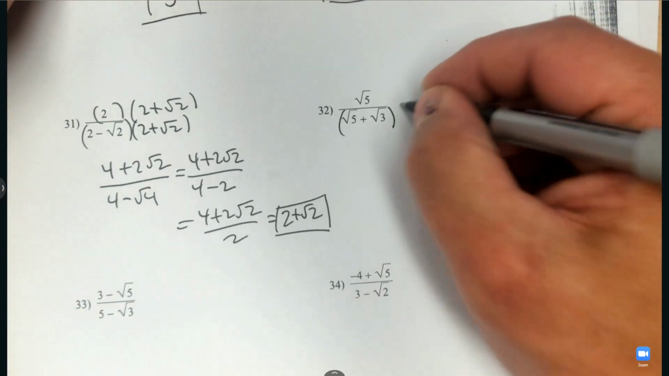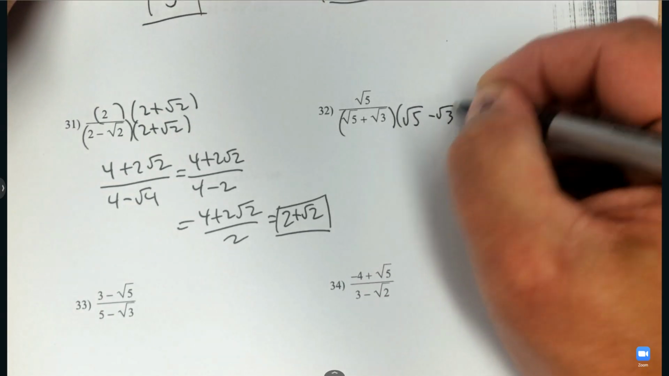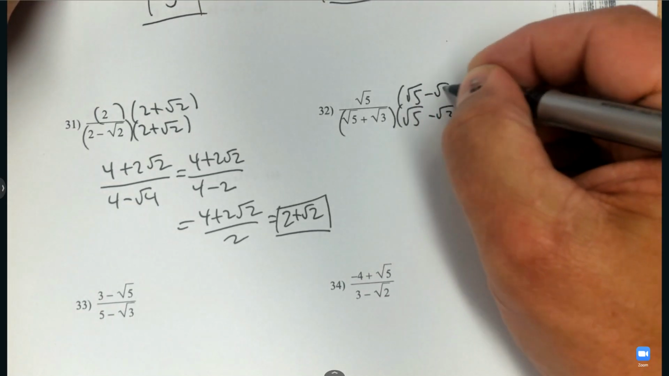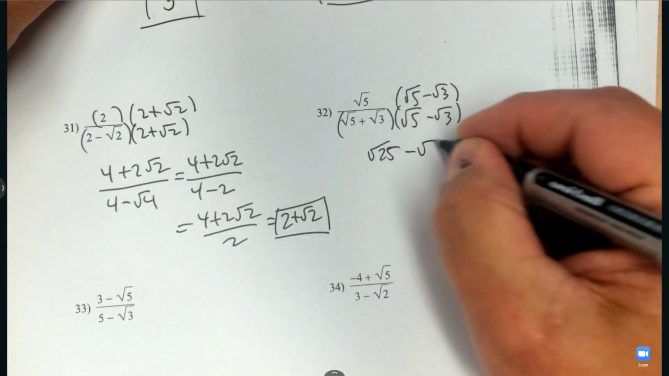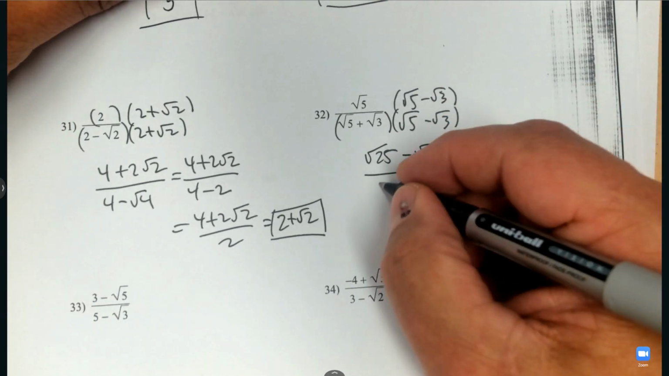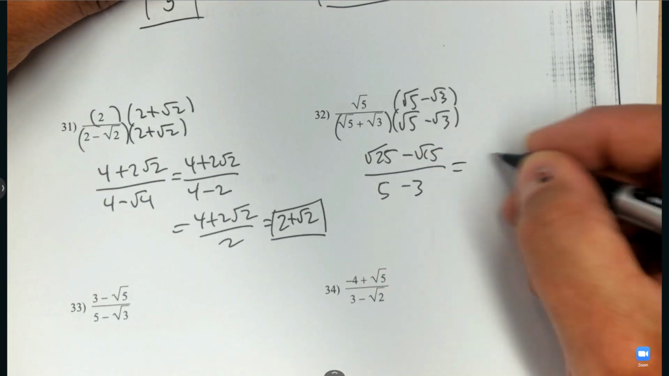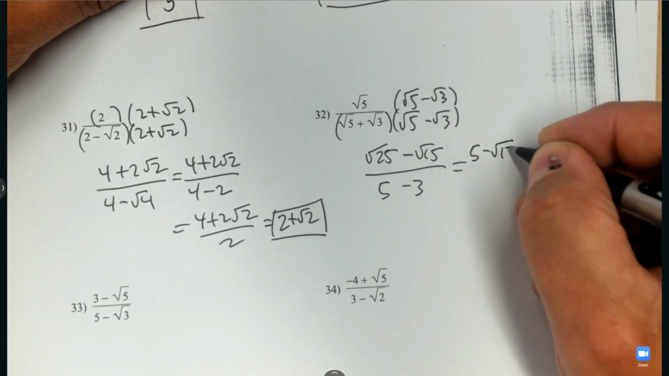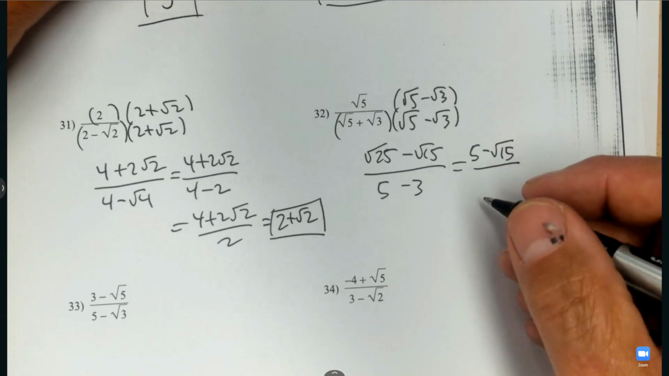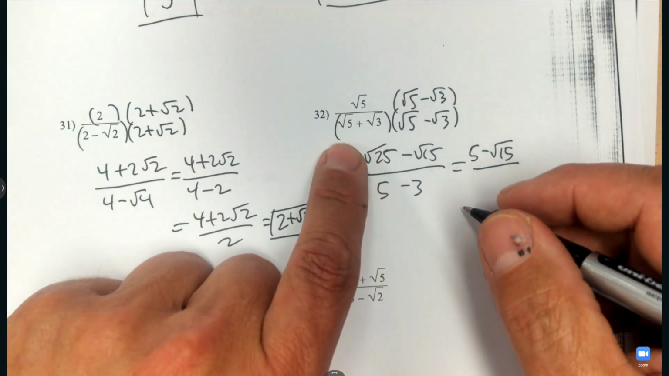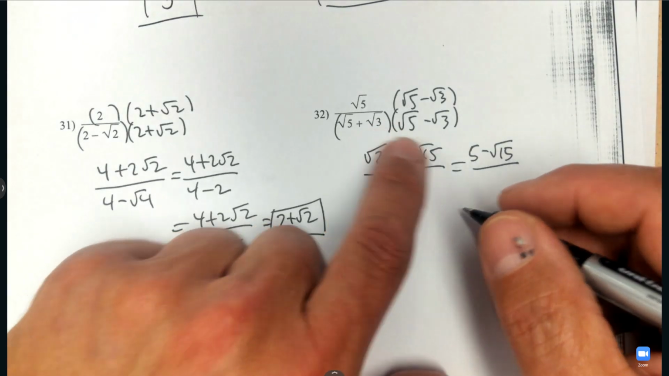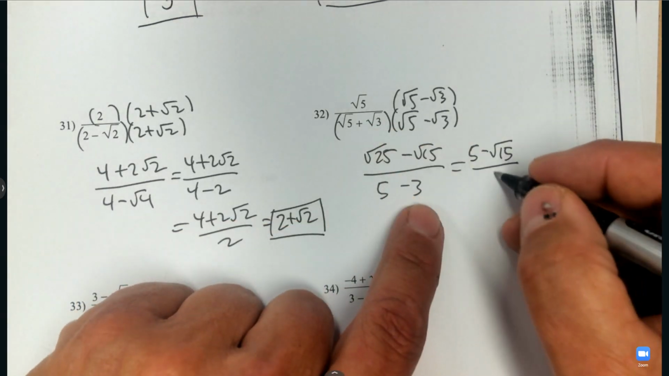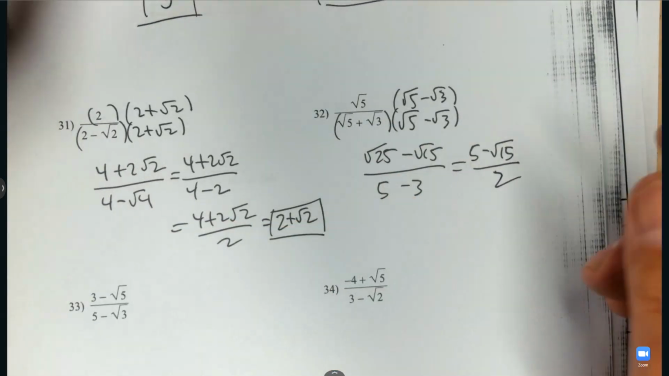Here, we're going to go root 5 subtract root 3. And again, I'm going to multiply it out. So I end up with 5 subtract root 5. Root 5 times root 5 is root 25, that's 5, right? Root 3 times root 3 is 3. That's a property that you should know. And then 5 take away 3 is 2.